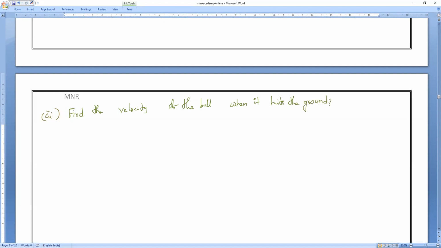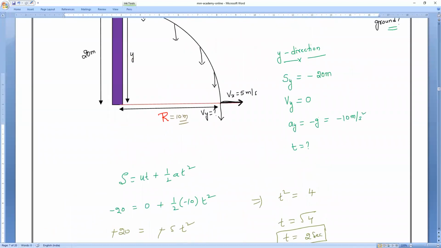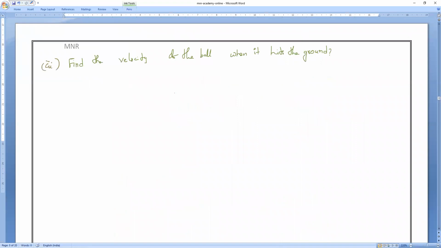So when it hits the ground, the velocity is maximum. Everybody, you have to see only this part alone. Am I right or wrong? Only this part we have to see. Am I correct, guys? So that part alone you can draw, and we have to find Vy.